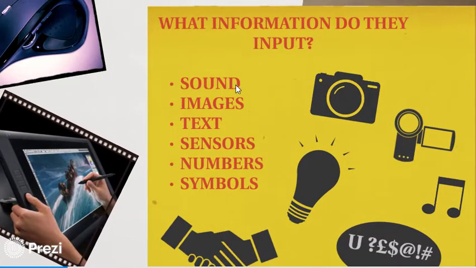So what are the types of data that we usually get from input devices? We get sounds, and for sounds we need a microphone, for example, and then images, text, sensors, numbers, and symbols. Sensors, what if you're going to ask what these sensors are? Sensors come in so many forms. Sometimes we don't see them, like for example in cars.